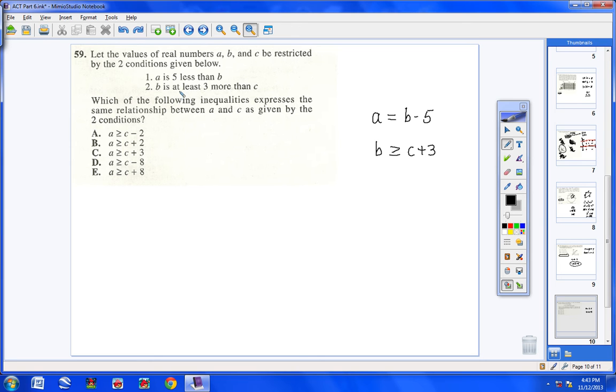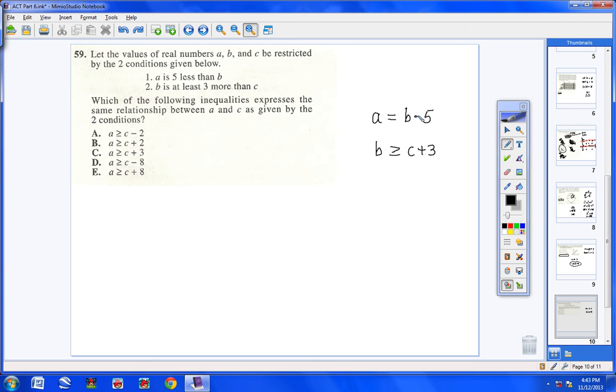All right, now, look at your answers. Let your answers help you. Notice all of your answers have only A's and C's. There's no B's in any of your answers at all. So if there's no B's, then I definitely don't want any B's over here. So somehow I want to make a substitution so that my B is gone.